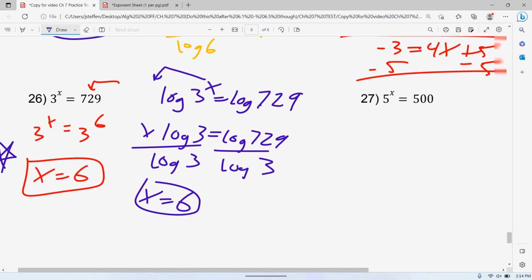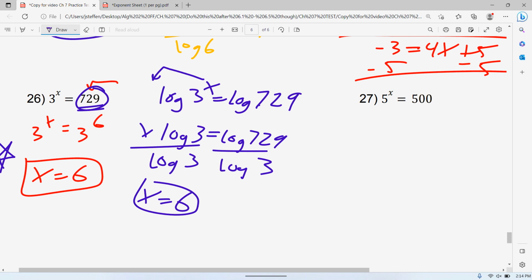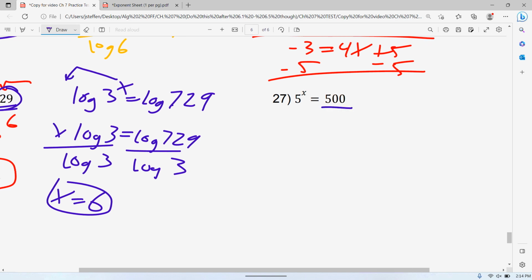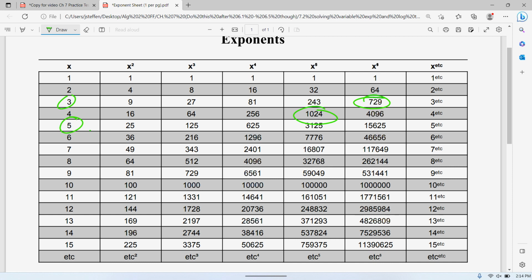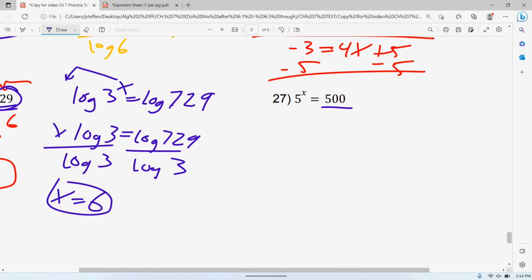On number 26, I was able to find that 3 to the 6th was 729. So let's try that here: 5 raised to what number is 500? 5 is right here. There is no 500. We're already too big. It goes from 125 to 625, so that doesn't work. But option 2, can we make both of those smaller? Can I make 5 into 2 raised to something or 3 raised to something? And the answer is no. There's no number I can raise to an exponent to get 5. So the only option for this one is you have to do it with the log properties.